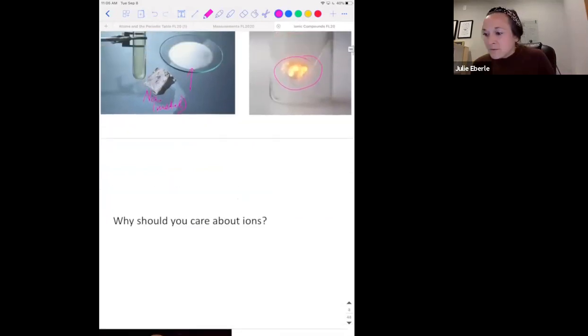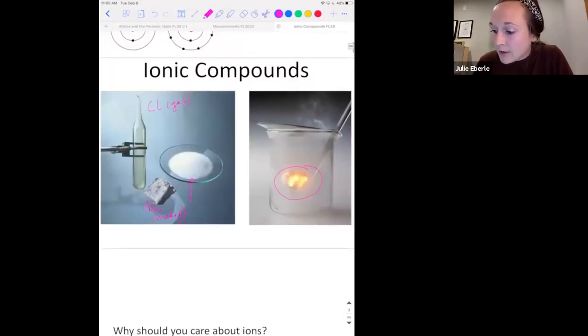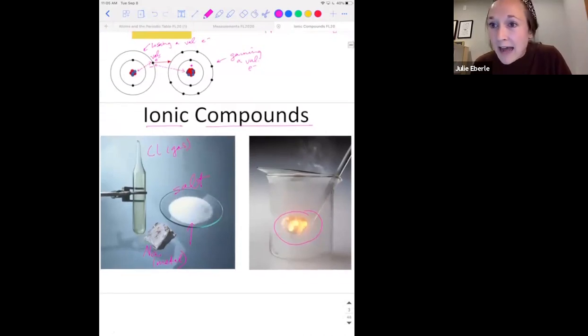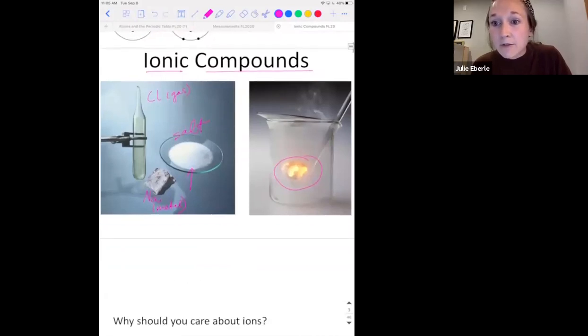However, when we talk about electrons going from one atom to another, we no longer have electrically neutral atoms. We call a compound like salt an ionic compound. Why? Because once you trade electrons, something gives it away, something receives it, you have ions. We don't have electrically neutral atoms anymore. We have ions that now have a positive or negative charge. We'll talk about what an ion is in a minute.